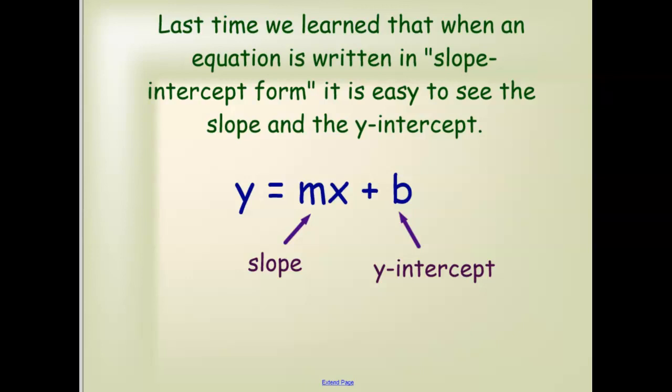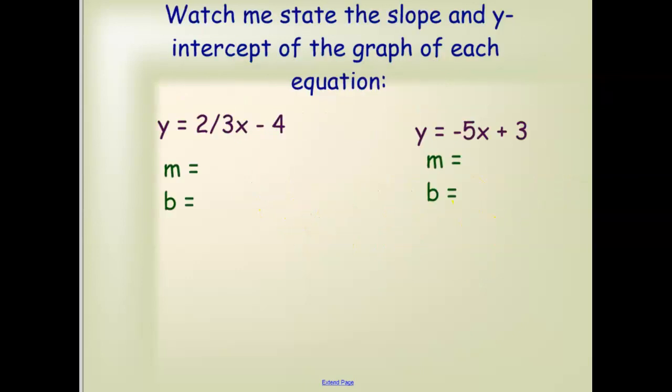So we know that when an equation is in slope and y-intercept form, we have y = mx + b, where m is our slope and b is our y-intercept. And we can very clearly see the slope and the y-intercept. So let's just check in here and make sure we understand that.